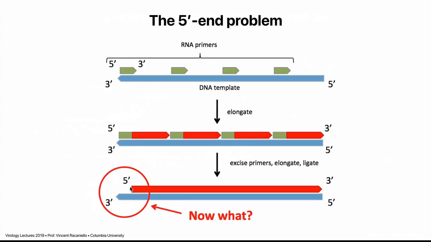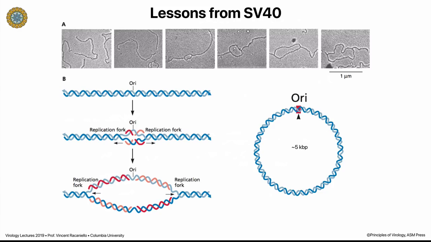Let's start with SV40. Most of what we know about DNA replication comes from studying SV40. It's a little double-stranded circular DNA virus. Now, the genome is double-stranded and circular, as you can see on the right. For SV40, 5,000 bases has a single origin of replication. And that is where DNA replication initiates, and it initiates away from the origin in two directions.